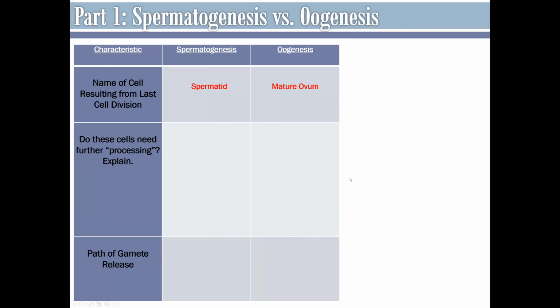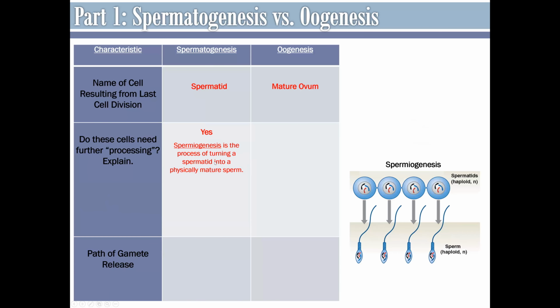All right, so carrying on, we're starting with the spermatid and the mature ovum. Now the question is, do these cells need further processing? Explain. So in the case of males, yes, the spermatid does need additional processing. In the process of spermiogenesis, the spermatid is going to be converted into a physically mature sperm. So I ended up with my 4 spermatids at the end of meiosis II, and then these spermatids will have to undergo spermiogenesis to make the cells that actually look like sperm.